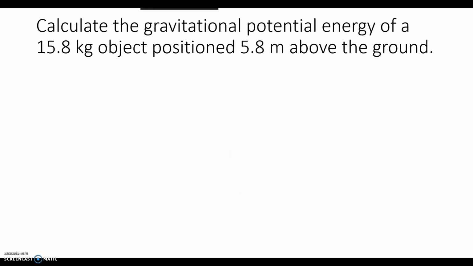Next question, number 2. Calculate the gravitational potential energy of a 15.8 kilogram object at 5.8 meters above the ground. GPE equals m times g times h, like I said earlier. So let's set it up. 15.8. Now I realize that I didn't tell you what g means. G is just our number for gravity, 9.8. Now notice, did I put a negative? No, I did not put a negative, because why?